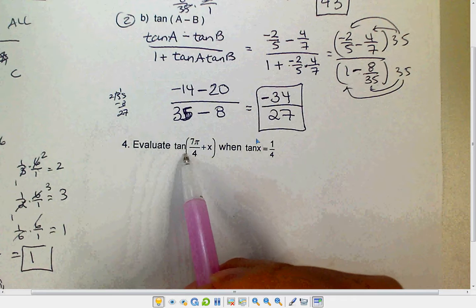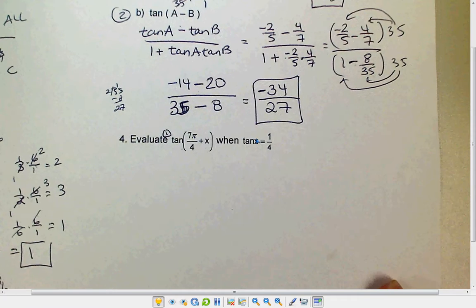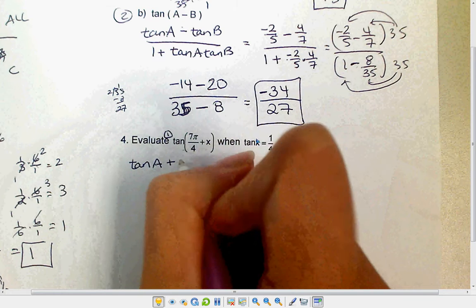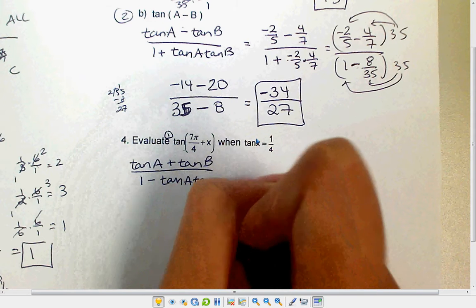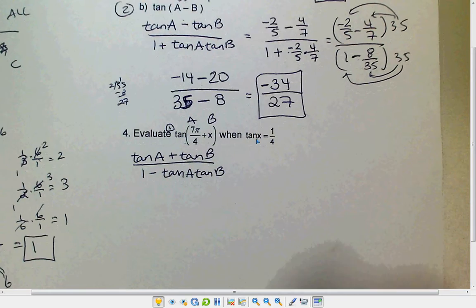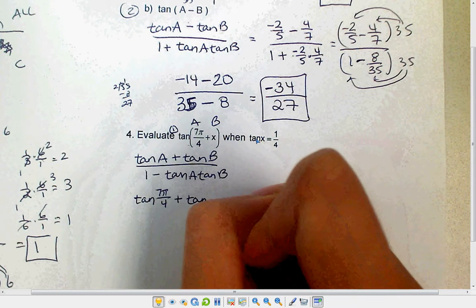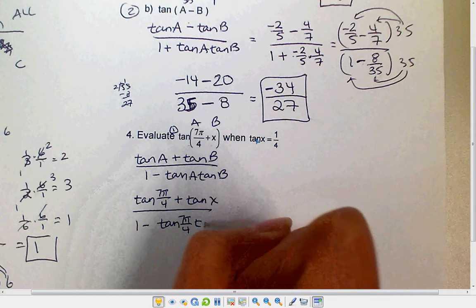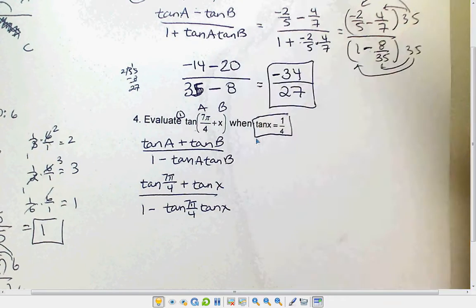So we're starting off with tangent of 7 pi over 4 plus x. So because it's being added, this is equation number 1. So we're going to expand this. So I'm going to write down the right side of equation number 1. And I'm going to plug in my a and my b. So here's my a, here's my b. So it's tangent of 7 pi over 4 plus tangent of x over 1 minus tangent 7 pi over 4 times tangent of x. So we know that tangent of x is 1/4.